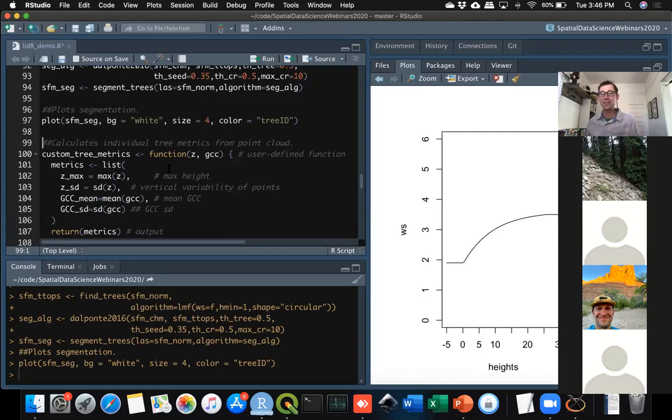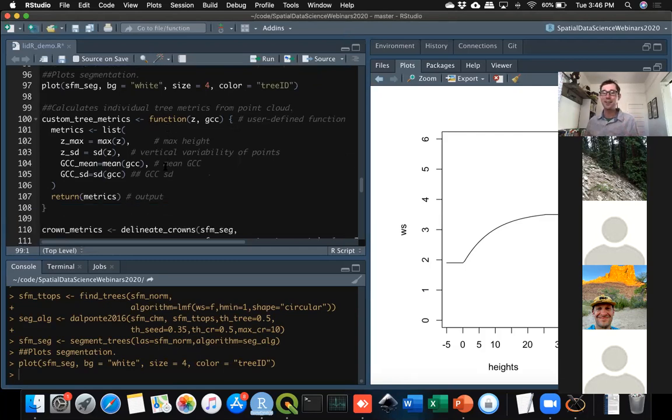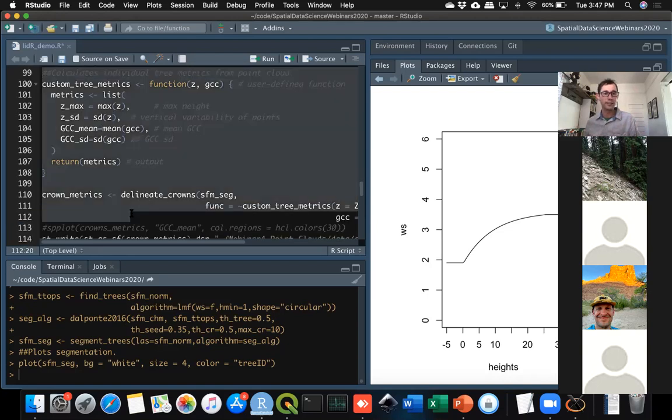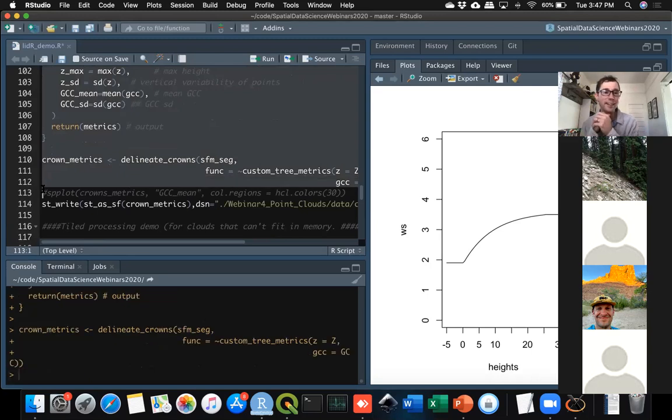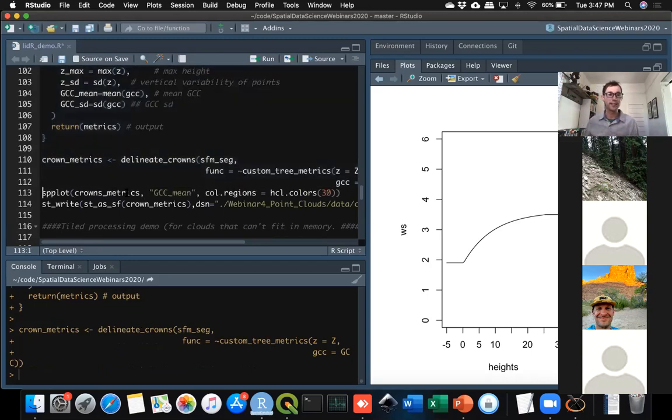But not pausing to optimize this too much, we can then calculate measures for individual trees. For example, this function is going to extract the height of the tree top, the standard deviation of point heights, and also the mean and standard deviation of that green chromatic coordinate, that vegetation index that we were talking about before. And we can use the delineate crowns function to sort through the point cloud and extract information on each individual and then store it in a polygon data set. So that's what crown_metrics is. We can plot that.